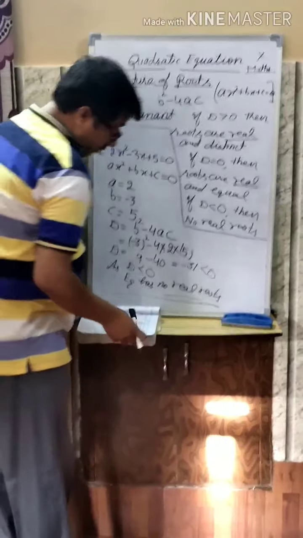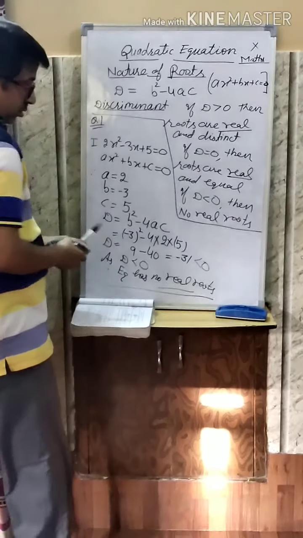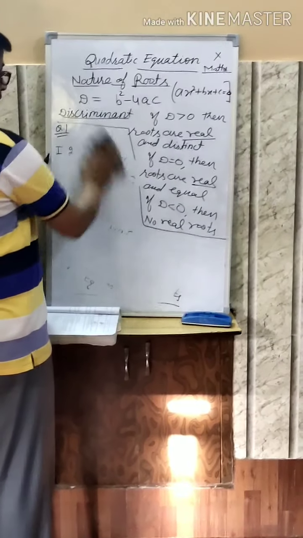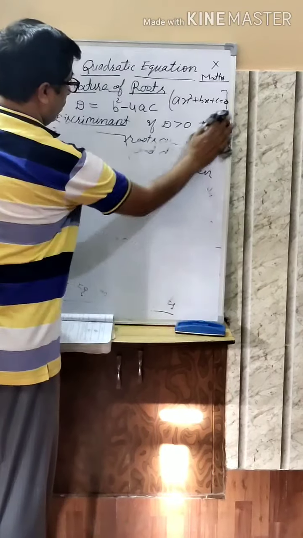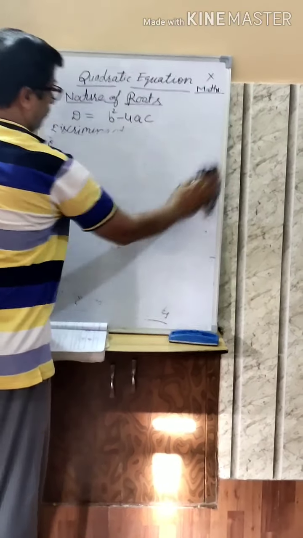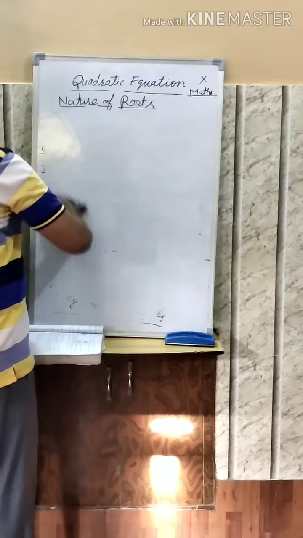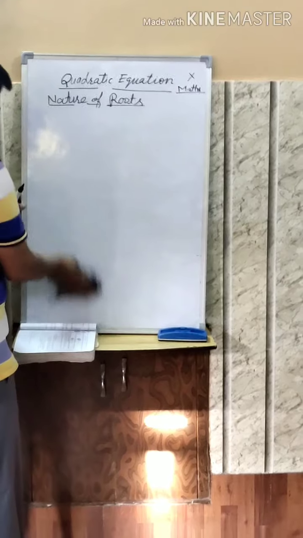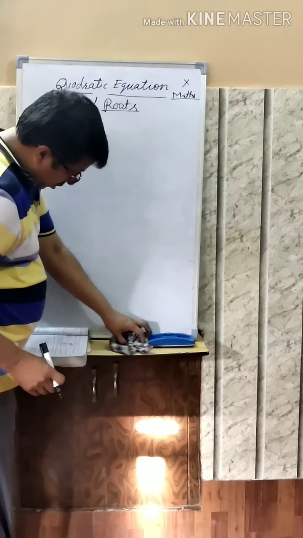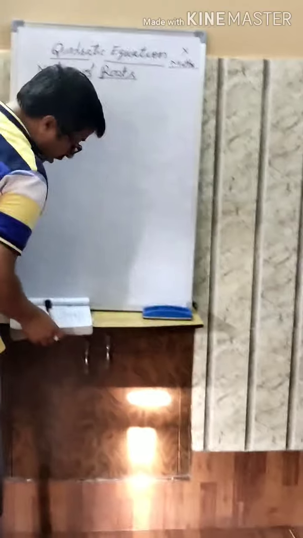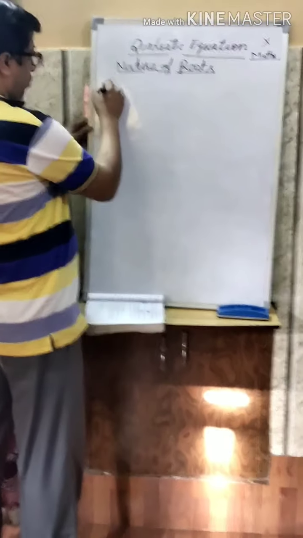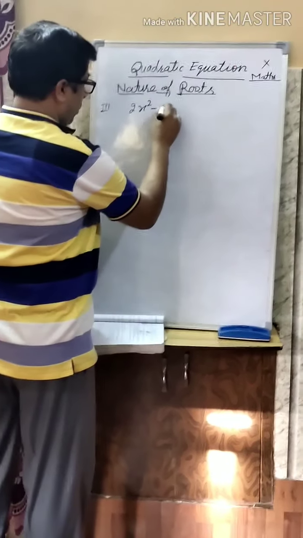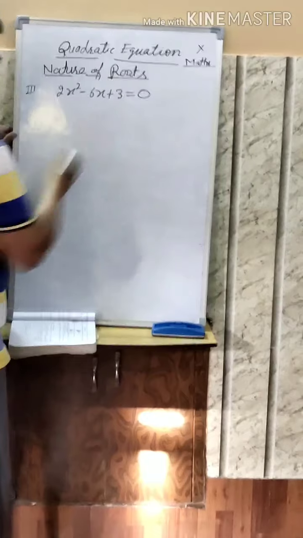So one more part we are taking. You see the third part equation. You read here. What is given in the third part also? Find the nature of roots. If the roots exist real, then find them. So 2x square minus 6x plus 3 equal to 0.